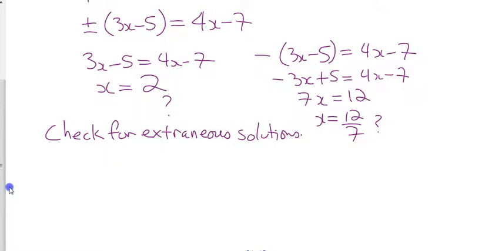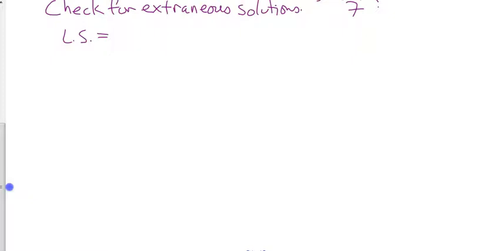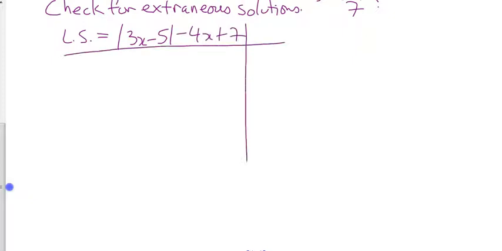In order to do that, we go back to the original equation. I'm just going to do a left side, right side check. The left side is equal to the absolute value of 3x minus 5 minus 4x plus 7, and the right side is equal to 0. That's the original equation, before we rearrange. Because if you make a mistake rearranging, you will have solved a different equation and probably have the solution to that different, wrong equation. So we need to check.